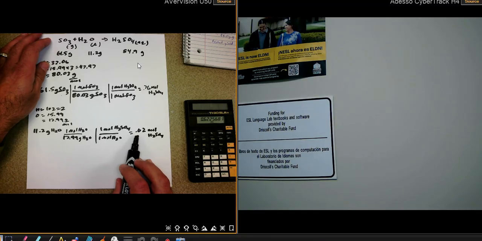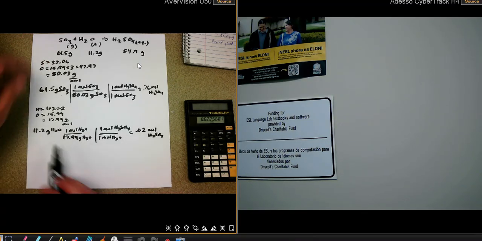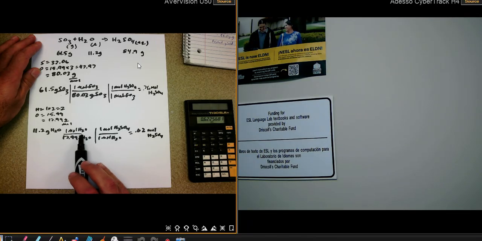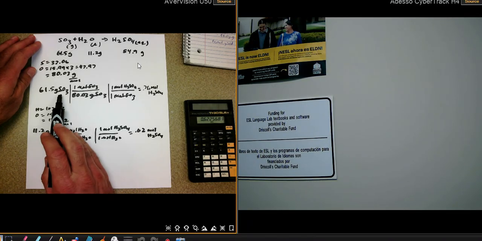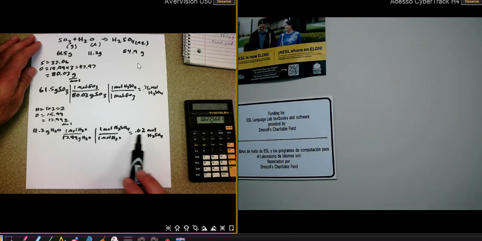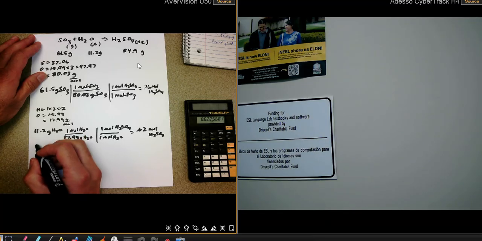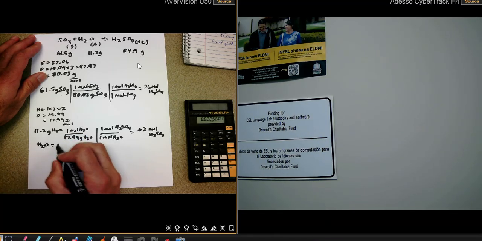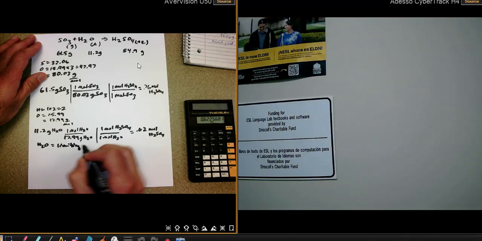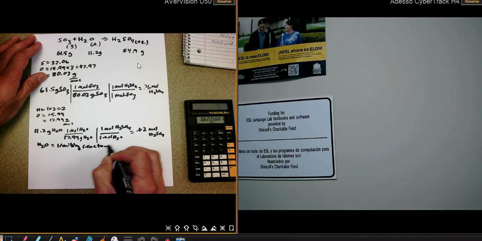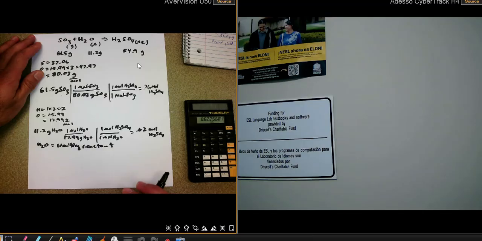So this number is less. So I'm going to use up this amount of water first before I use up this chemical. So this is my limiting reactant. Now let's figure out the theoretical yield and the percentage yield.